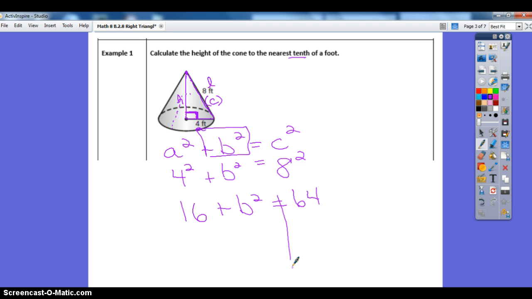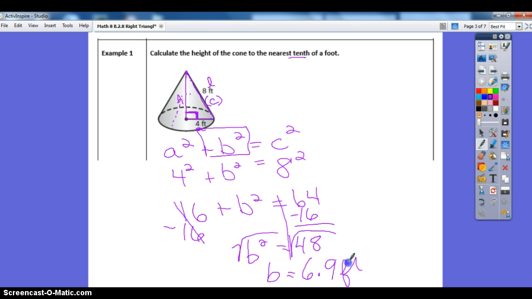What do I need to do? Subtract 16. Minus 16 cancels it out here. B squared equals 64 minus 16 on this side. What do I get? 48. Find the square root of each. B equals what to the nearest tenth? 6.9 feet. And we just solved for what? 6.9 feet is the height of the cone. Nice job. All right, next problem.